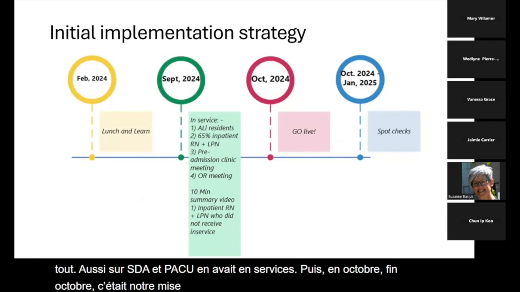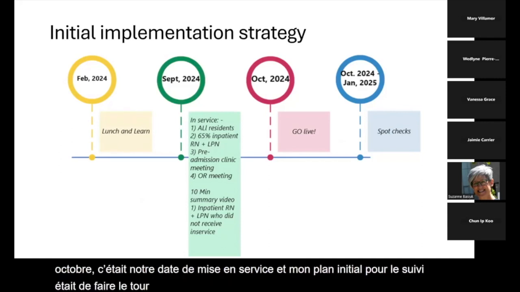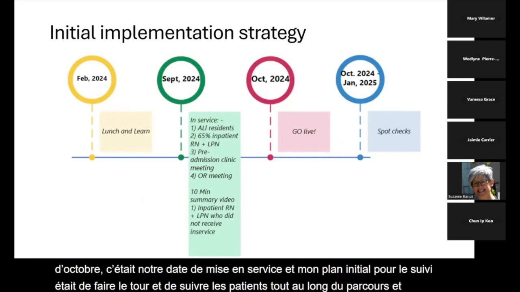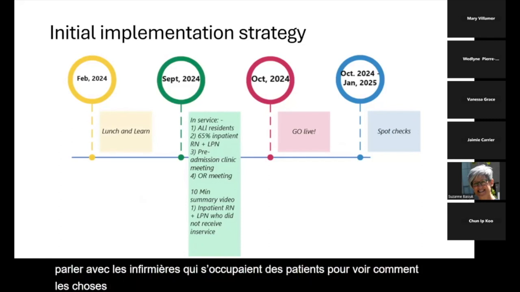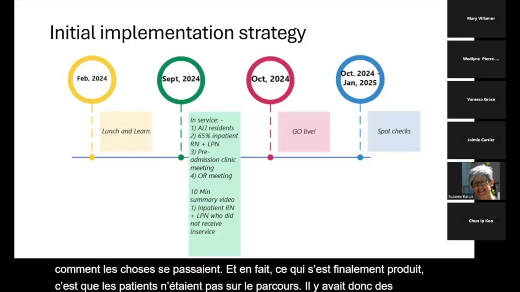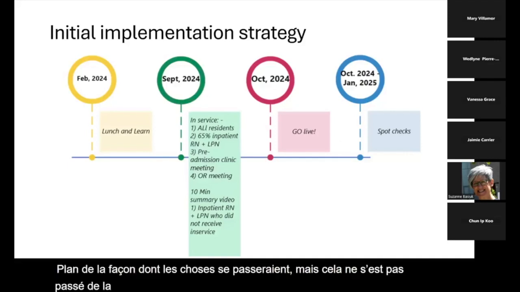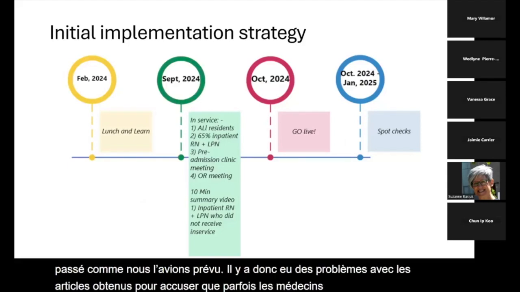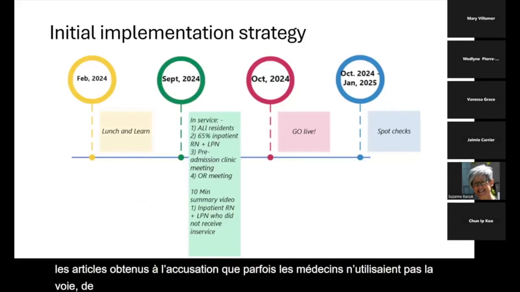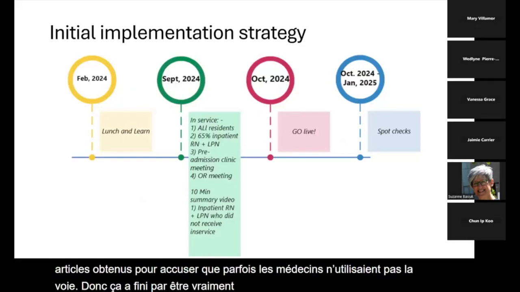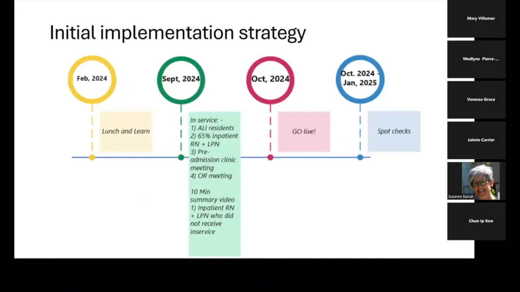And my initial plan in the follow-up of that was to go around and follow the patients through the pathway and speak with the nurses taking care of the patients to see how things were going. And actually what ended up occurring was that the patients weren't on the pathway. So there were issues with the papers getting to the charts, which yes, we had thought out a plan of how things would go, but it didn't turn out the way that we had expected. There were issues with papers getting to the charts, and sometimes the physicians weren't using the pathway. So it ended up really being around mid-January, I would say, that things improved and there was more use of the pathway.